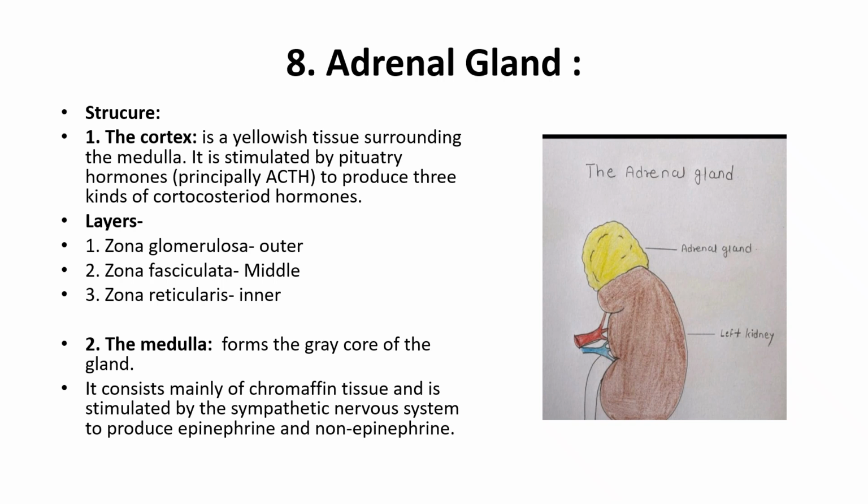The medulla is a grey core of the gland. It consists mainly of chromaffin tissue, and it is stimulated by the sympathetic nervous system to produce hormones like epinephrine and norepinephrine, that is adrenaline and noradrenaline.